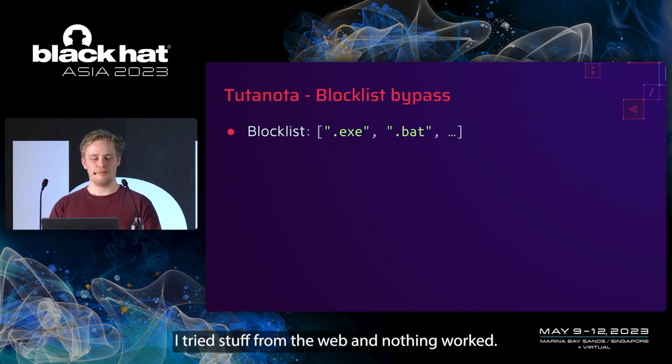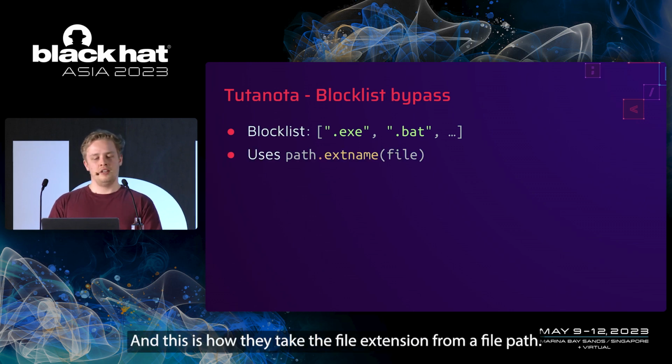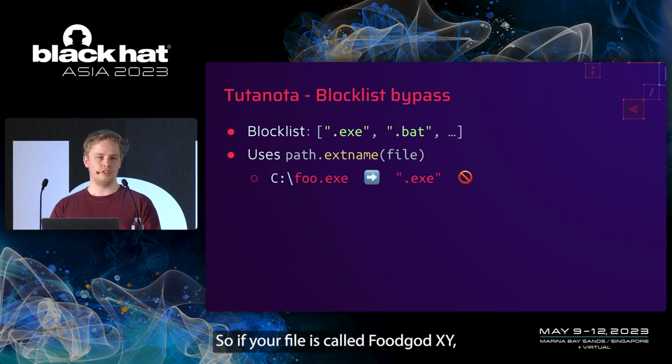I tried stuff from the web and nothing worked, so I had to look further. And this is how they take the file extension from a file path. They use the path.extname function, which is a Node.js library function. And this is how it works. So if your file is called foo.exe, this will return .exe.